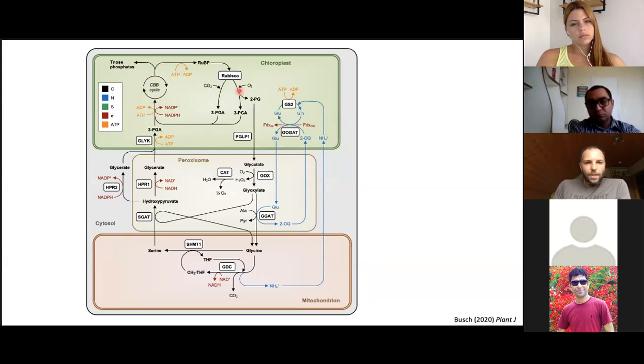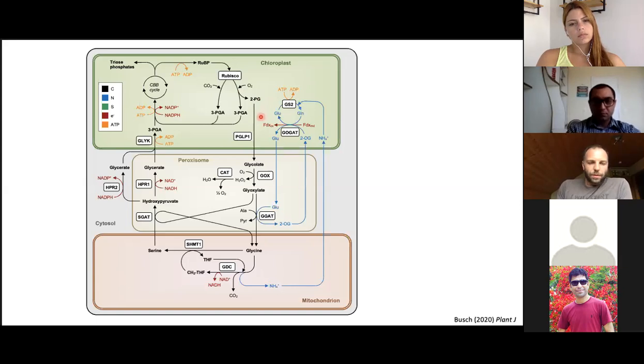But Rubisco has this curious property that it can also use oxygen as a substrate. So instead of attaching a CO2 to the RuBP, it can attach an oxygen and then produce only 1 molecule of phosphoglycerate and 1 molecule of phosphoglycolate. And this phosphoglycolate is toxic to the plant, so it needs to be metabolized fairly quickly. And that's what this pathway down here is good for.